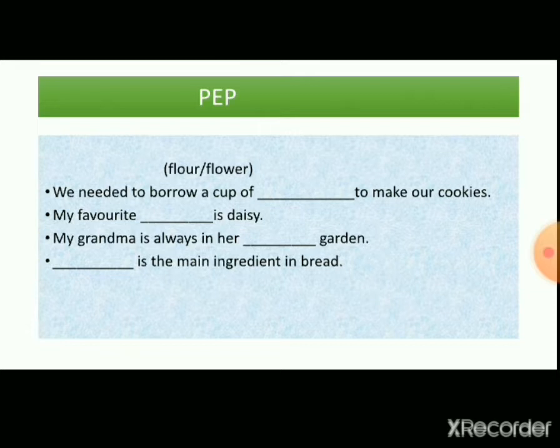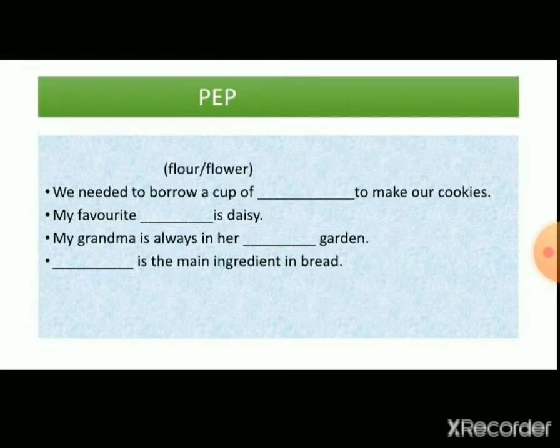Homophones. Here there are two words. One is FLOUR, flower, and FLOWER, flower. Here they are given 4 sentences. In each sentence you are going to fill in the blank by using the correct homophone. First one, we needed to borrow a cup of dash to make our cookies. Yes, FLOUR, flower. Good. My favorite dash is Daisy. FLOWER, flower. Very good.